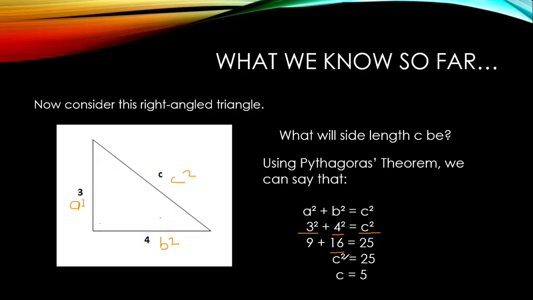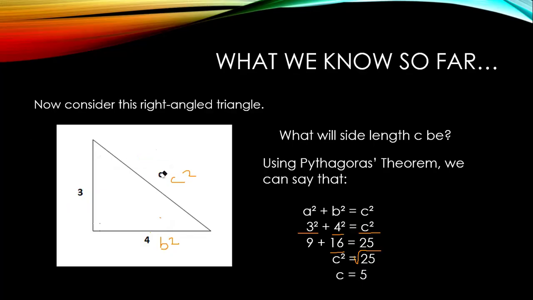So we are not looking for c squared, we're looking for c. So we're going to find the square root of 25, and that will give you your c. So your c is 5. So this side is 5. Now we can use Pythagoras theorem to be able to find the missing side. Okay, now we go to the next one.